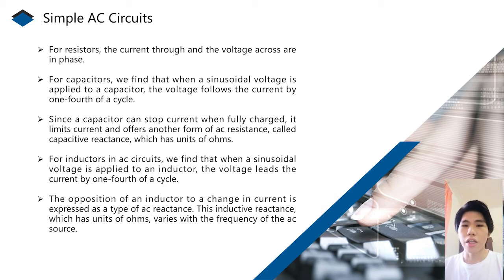For an inductor in an AC circuit, we find that when a sinusoidal voltage is applied to an inductor, the voltage leads the current by 1/4 of a cycle. The opposition of an inductor to a change in current is expressed as a type of AC reactance. This inductive reactance, which has unit of ohms, varies with the frequency of the AC source.